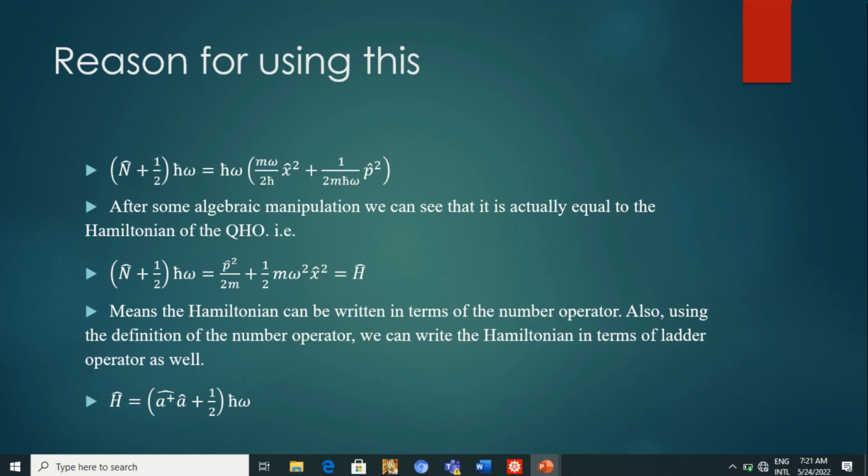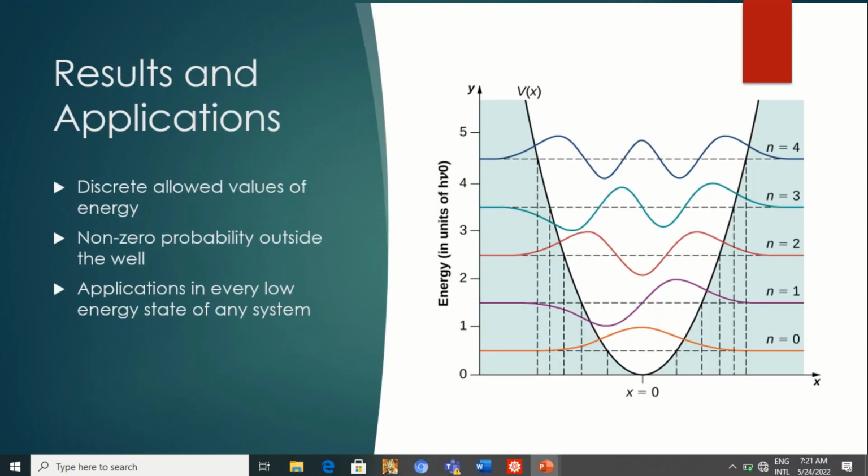So it's really handy. It comes out really handy in different kinds of calculations where momentum and position operators are really difficult to work with. Results and applications. Now you see, those are the states of your system, and there are only discrete values allowed. And as you can see, there is a non-zero probability of finding a particle outside the potential well. If you have a particle in a potential well over here in Lahore, there is a non-zero probability that you may also find that particle in London. So that is highly non-intuitive, really nice.